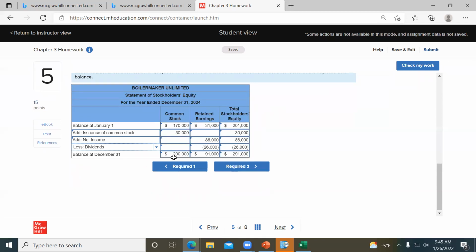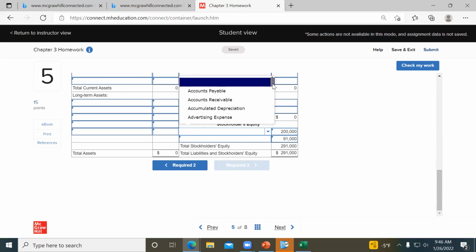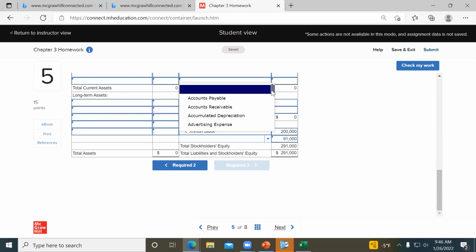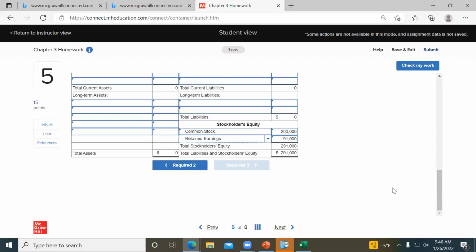Now, we're going to need these balances here in order to prepare our balance sheet, won't we? 291. So let's go to the next requirement. And I'm going to put that in right now. Stockholders' equity, 291. And 91. So our common stock and our retained earnings. We know we got that one right, okay?